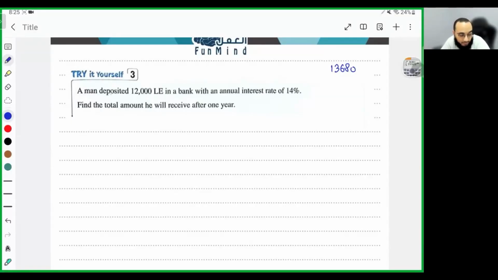A man deposited 12,000 pounds in a bank. An annual interest of 10%. And the total amount you will receive after 1 year. So, you know, the interest here, Marwan, is increasing the money or it's decreasing it? Increasing. But you know the interest is not halal. Take care about that. If you are getting an interest, this means that you are increasing your money.